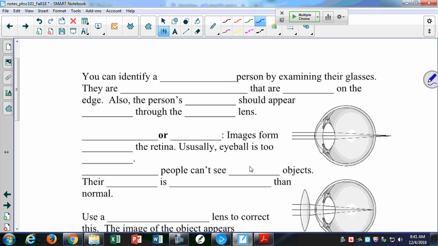You can identify a nearsighted person by examining their glasses. We talked about this. They are concave or diverging, that are wider on the edge. And also the person's eyes should appear smaller through a diverging lens.